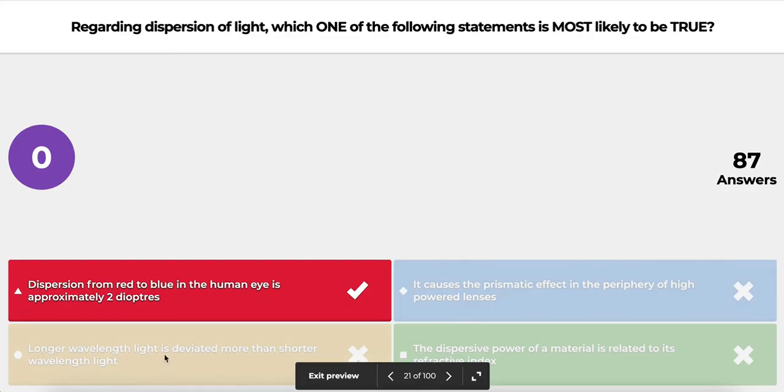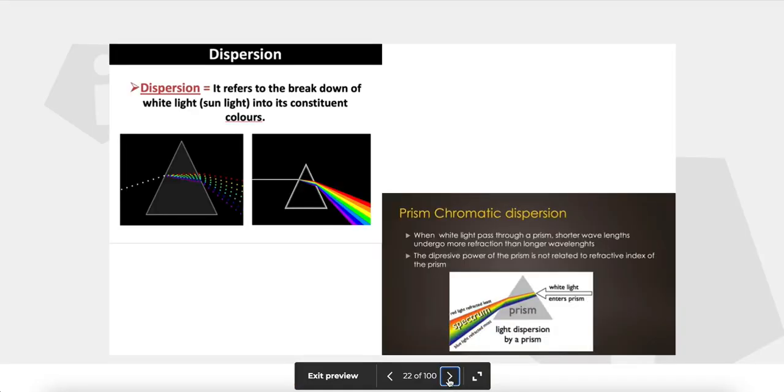The longer wavelength light is deviated more than the shorter wavelength. This is not true. The shorter wavelength, like the blue, is deviated more than the long or the red. The dispersive power of material is related to the refractive index. This is not true, and we mentioned it more than once during lectures.